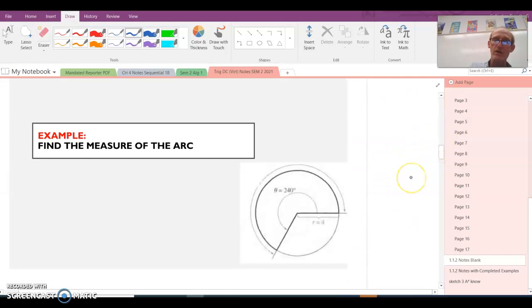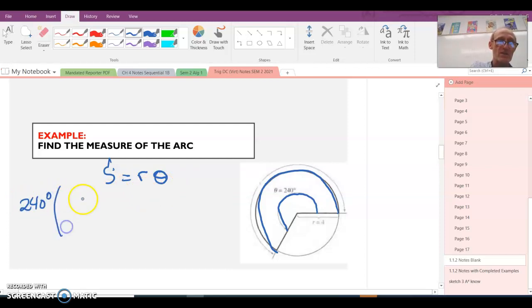Find the measure of the arc. This is 240 degrees, so this arc is what we're finding the measure of. The measure of that arc is equal to r times theta, but remember, theta is in radians. So 240 degrees has to be converted to radians, and in order to do that, we multiply by pi over 180. Each one of these gets divided by 60. So 240 divided by 60 is 4, and 180 divided by 60 is 3. So this is equal to 4 times pi over 3, okay?